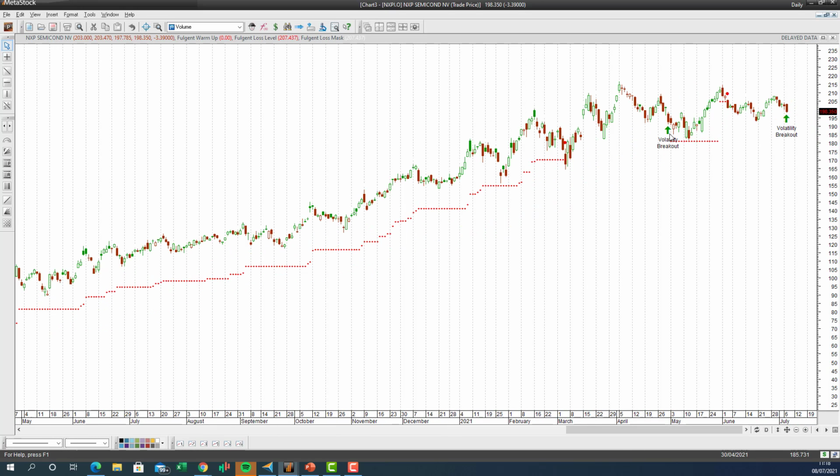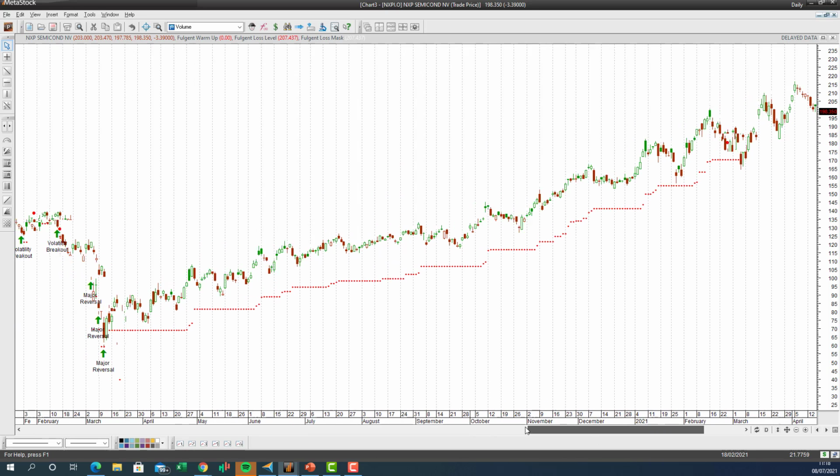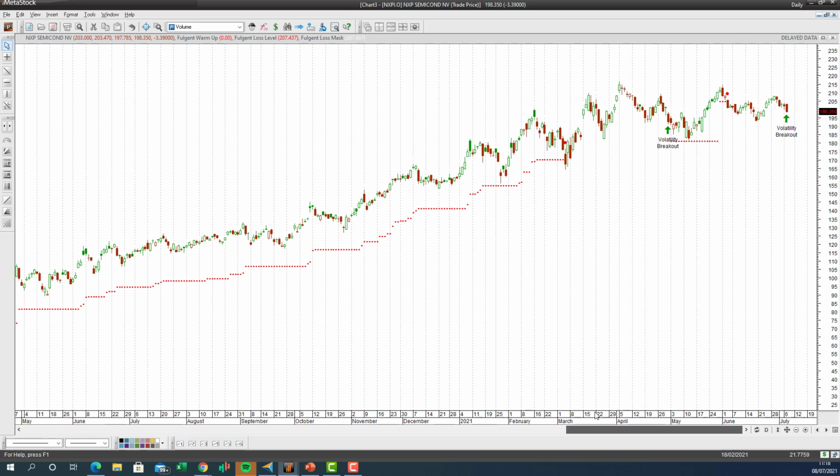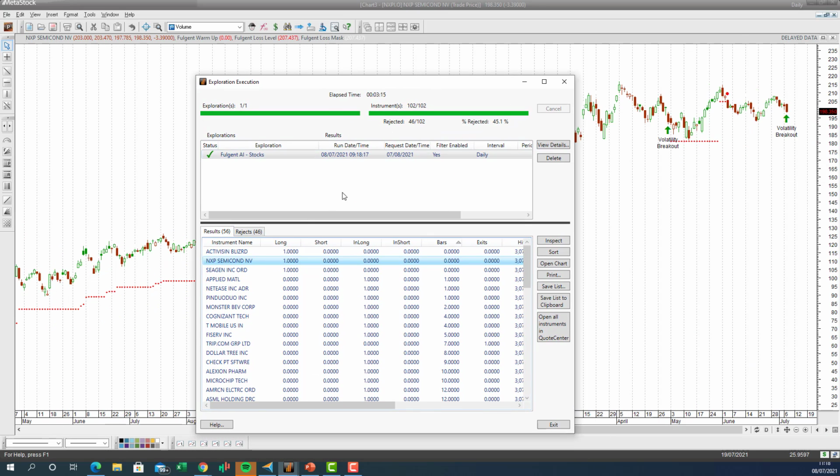Now we've had another volatility breakout there back in May. Also there was a profit target there, and now we have a current volatility breakout. It will be interesting to see if that one will work out. But we've had 3 fantastic trades over the past year in NXP Semiconductor using artificial intelligence. The next one up is Seagate.